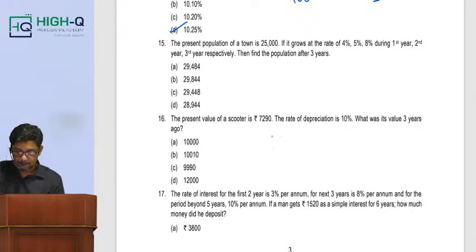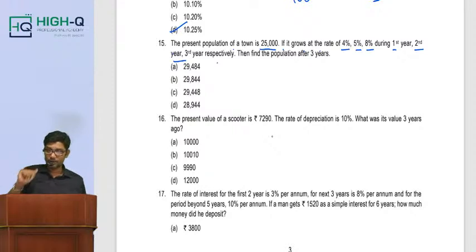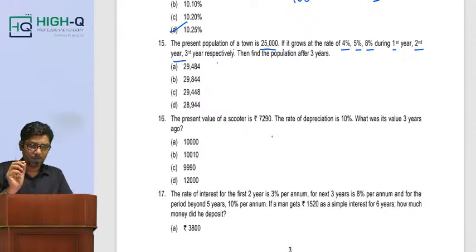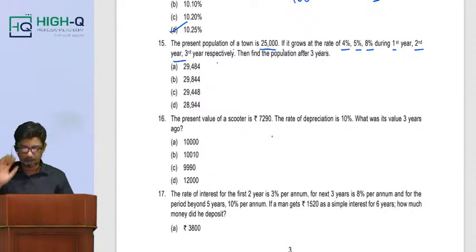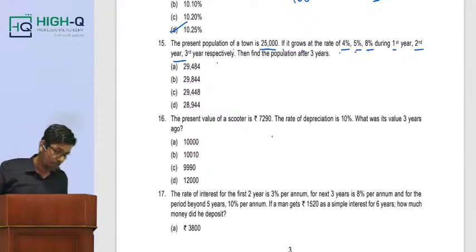Now, the present population of a town is 25,000. If it grows at the rate of 4%, 5%, 8% during the first year, second year, third year respectively, then find the population after 3 years. Look at this, my dear. Whenever the problem is based on population, the incremental rate is always based on compound interest. Sir, nothing is mentioned about compound interest here, sir. See, population is always based on compound interest. So first year 4%, second year 5%, third year 8%. Sir, simply I'll take the calculator, sir.